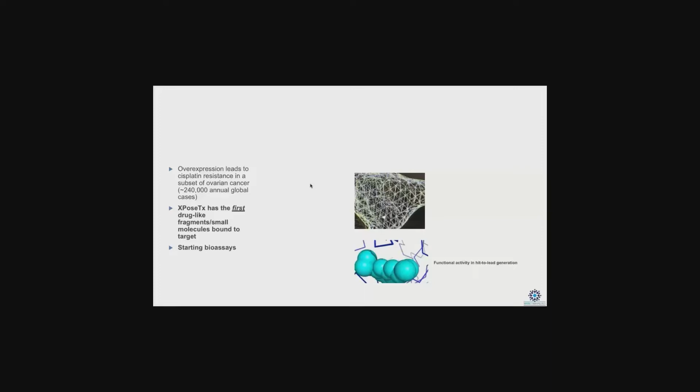So it gives a flavor of how we can rapidly do drug discovery based on hits taken directly from X-ray crystallography. Thanks. I'll stop there.